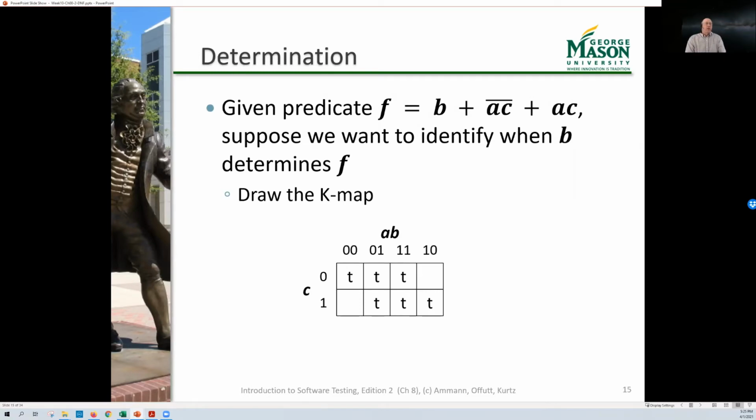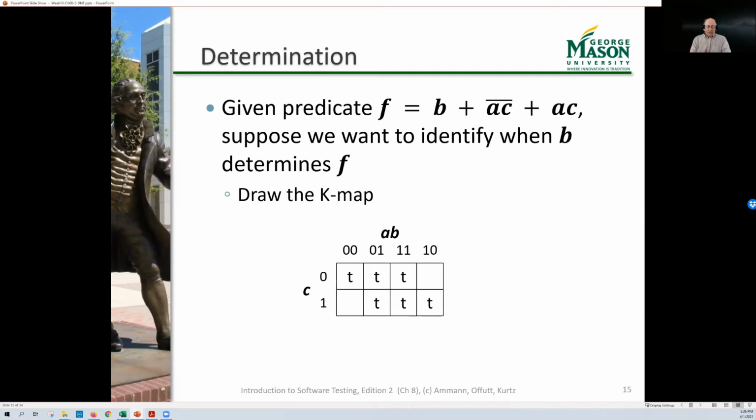So last week we talked a lot about when a clause determines the predicate. And we did that two ways, right? We used our XOR approach, and we also looked at our truth tables and did a visual examination of the truth tables to determine the conditions under which any particular clause determines the predicate. Well, we can also use Karnaugh maps for that.